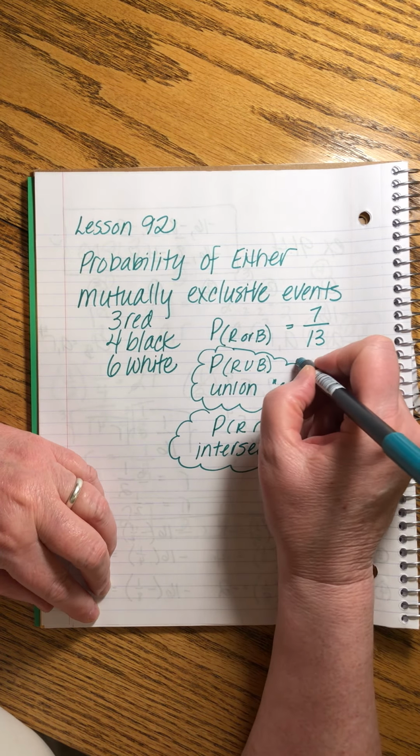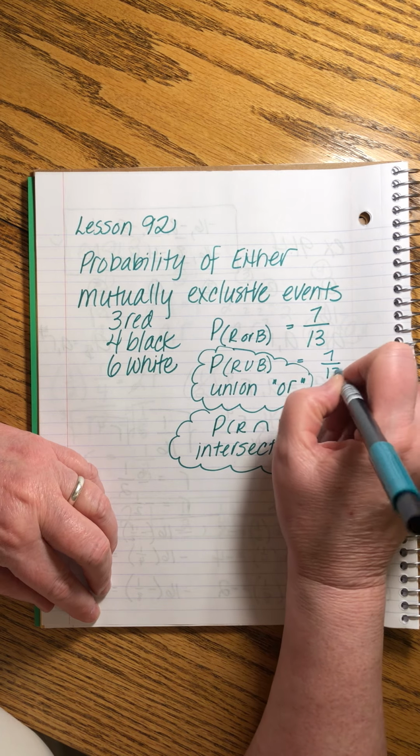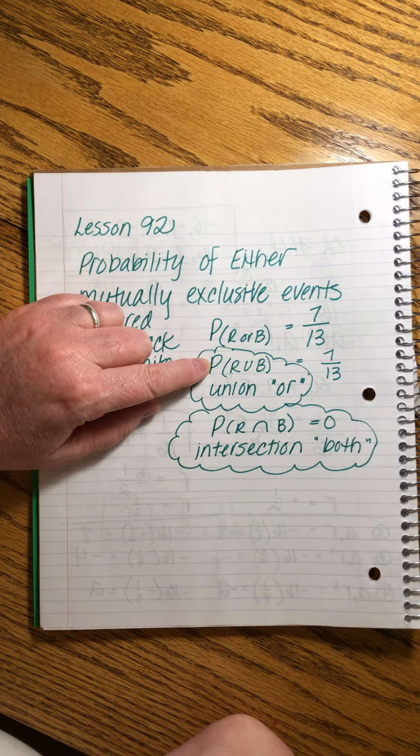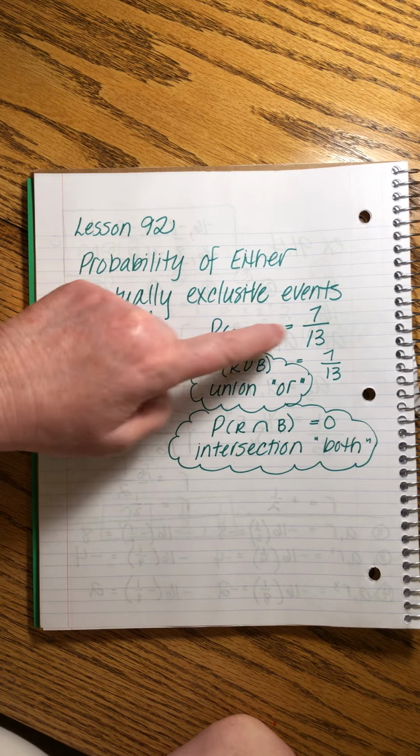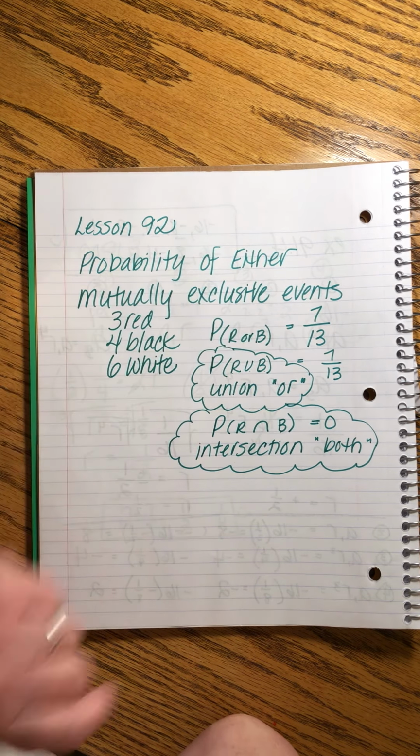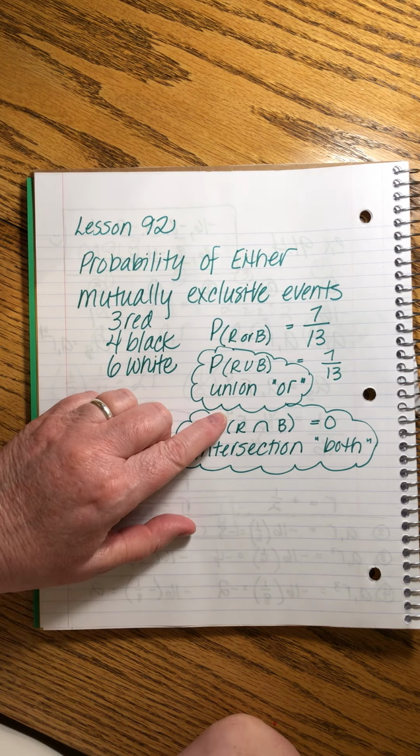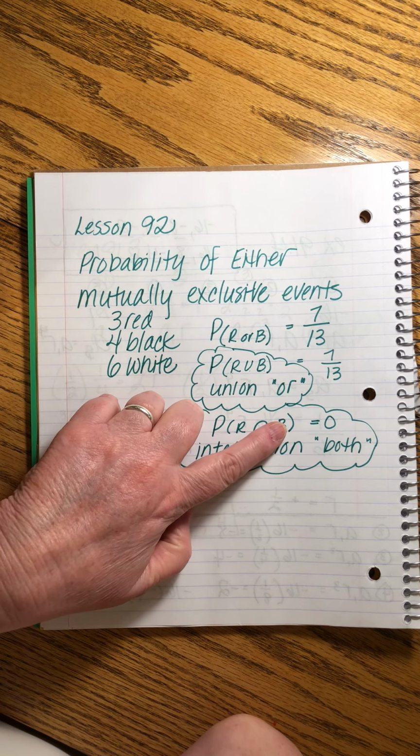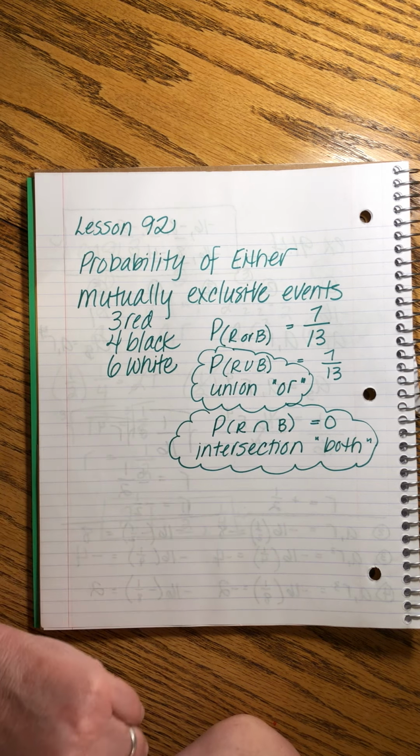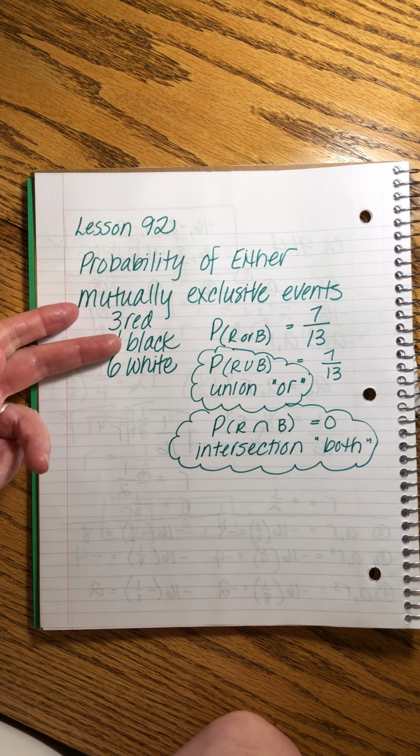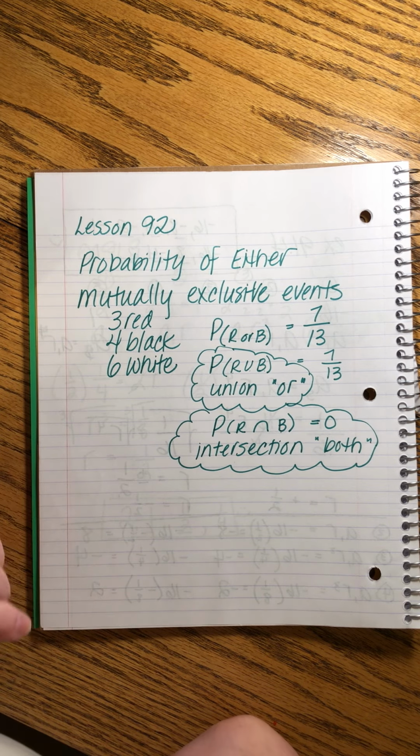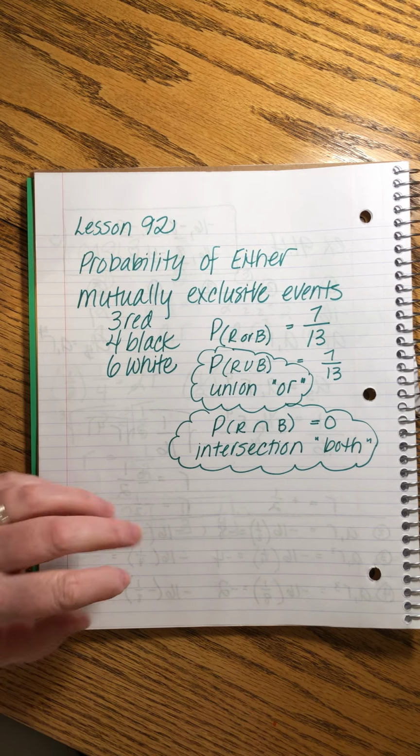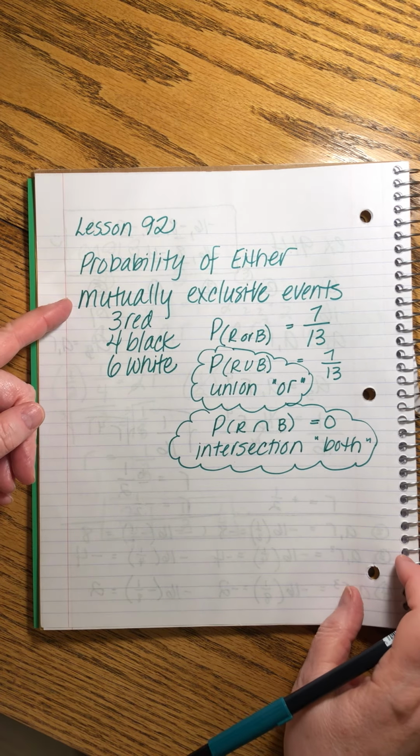This would have the same answer. Doesn't look like it, right? So the probability of getting a red or a black is 7 out of 13, just as we calculated it in the past. The probability of getting a marble that is both red and black, it's impossible. Marbles don't work that way. Now you know that we're going to talk about what we call non-mutually exclusive events.